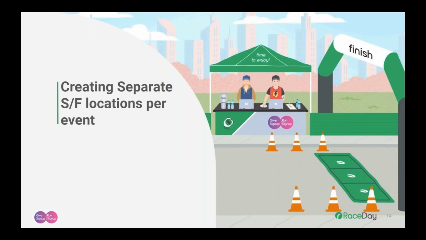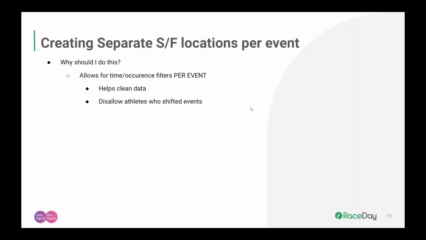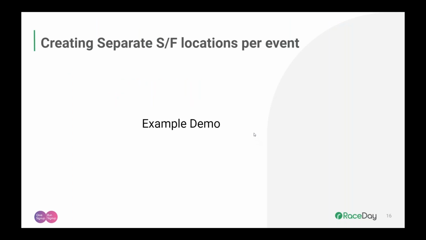This is one that a lot of you use, but some of you who are newer to RaceDay scoring should probably start implementing, and that is creating separate start-finish locations per event. Why should you do this? This allows you time occurrence filters per event. It helps you clean data and disallow athletes who shifted events.